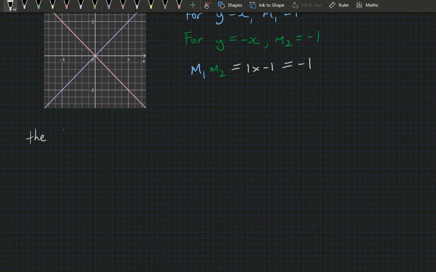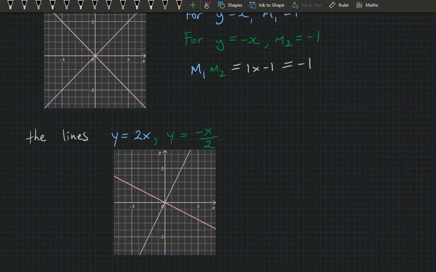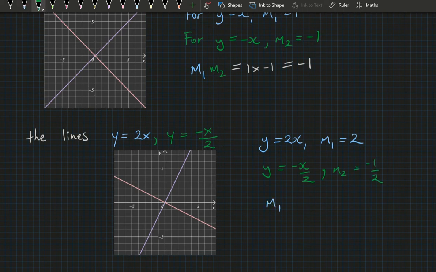Now if I draw the lines y equals 2x and y equals minus x on 2, and once again use the magic of OneNote and insert it on the page, you can see that these two lines are also perpendicular. For y equals 2x, m1 is equal to 2. And for y equal to minus x on 2, its gradient m2 is equal to minus a half. And m1 times m2 is equal to 2 times minus a half, which equals minus 1. Although that's not a rigorous proof, if you do hang around to the end, you will get one.